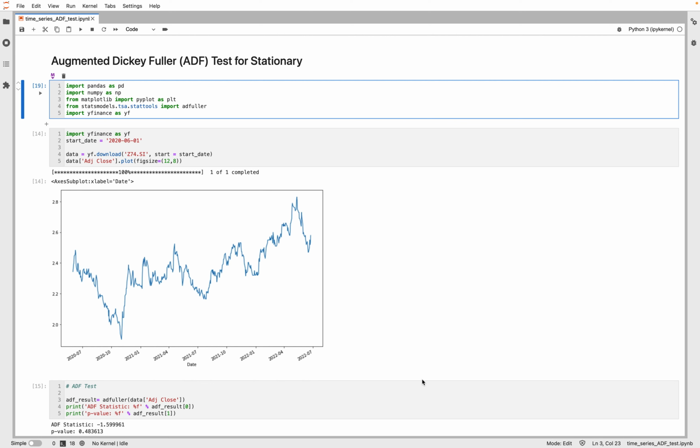In this video, we shall demo how to use an ADF test in Python to verify whether a time series is stationary or non-stationary. The ADF test can be imported from the statsmodels tsa stattools library. First, we download the Intel stock price and visualize the close price. Apparently, it is a highly non-stationary time series.